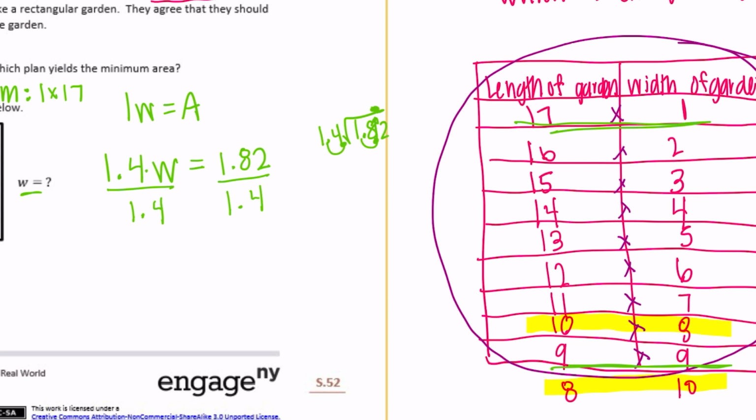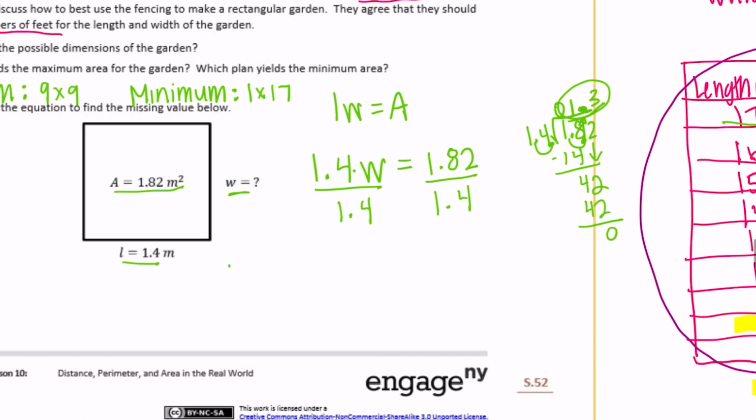And now I can just think of it as 182 divided by 14. So 14 can't go into 1, but it goes into 18 once. I'll subtract 14, 4, bring down the 2. 14 goes into 42 3 times. 3 times 14 is 42. So there's nothing to bring down, no remainder, so I get 1 3/10. So the width is equal to 1 3/10 meters.